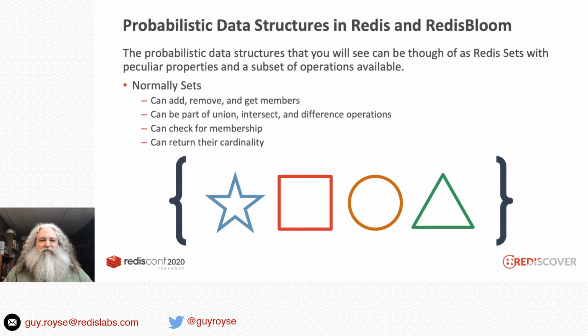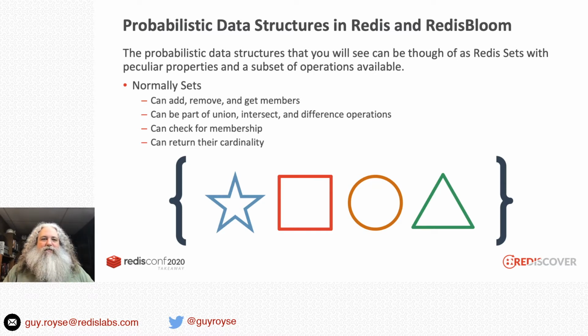Here we've got a set represented with some curly braces and some completely arbitrary shapes that I totally picked at random and aren't in our logo at all. So this is a set of 4 shapes: a star, a square, a circle, a triangle. Normally with a set, you can add, remove, and get the members of it. So I can add another shape. I can remove a shape. I can get all of the shapes that are in it.